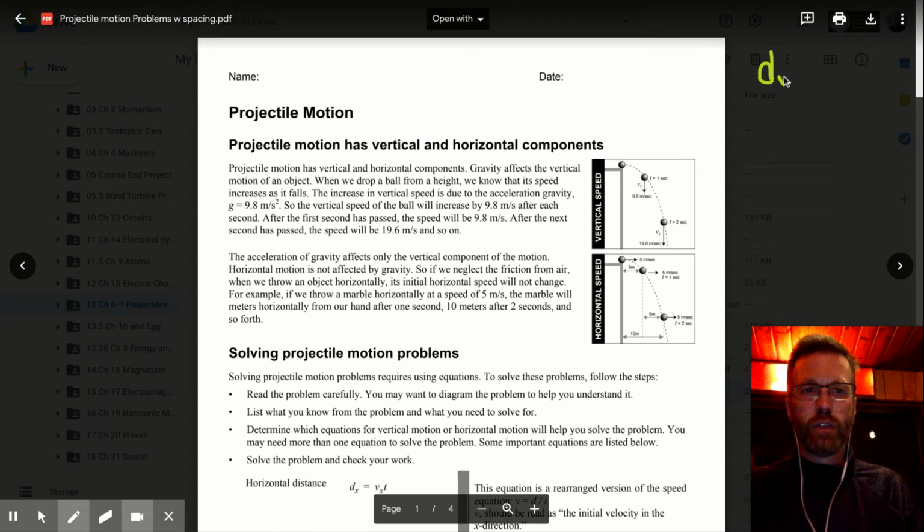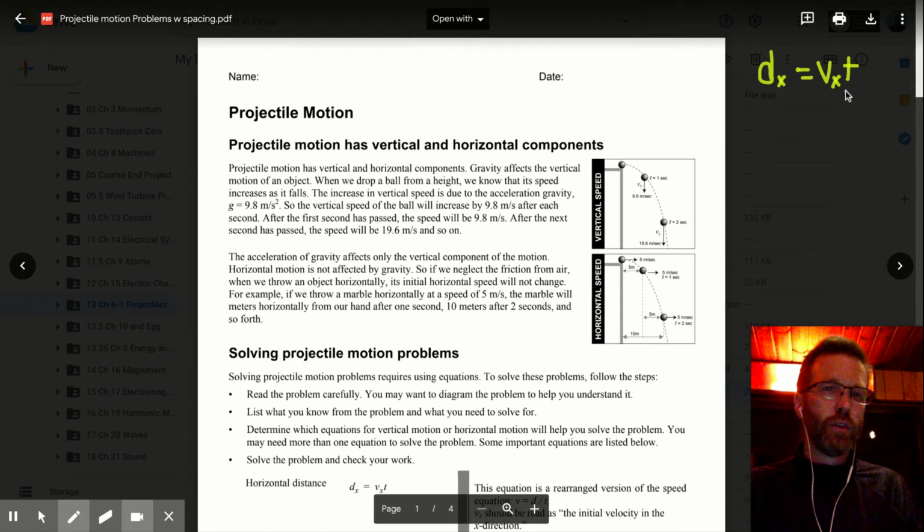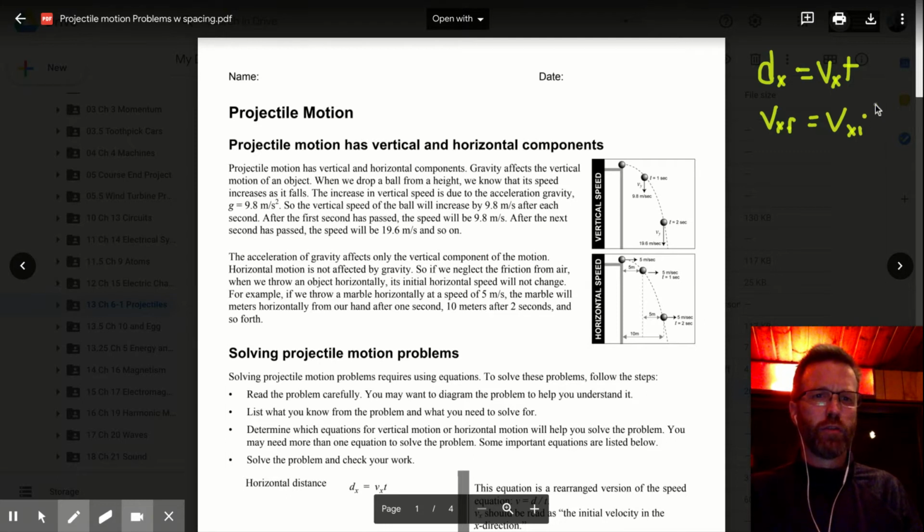We said dx, distance horizontal, is vx times t. That is how fast it's going times the time is how far it's going to go. That's one of them. Secondly, we agreed simply that the velocity x at the end is going to be the same as the velocity x at the beginning. That really doesn't deserve writing an equation, but it's an idea we worked with.